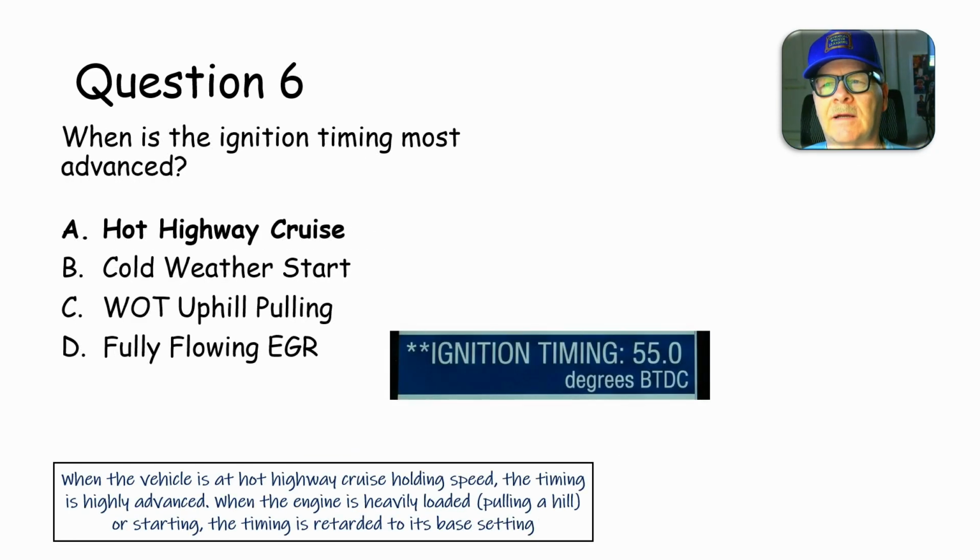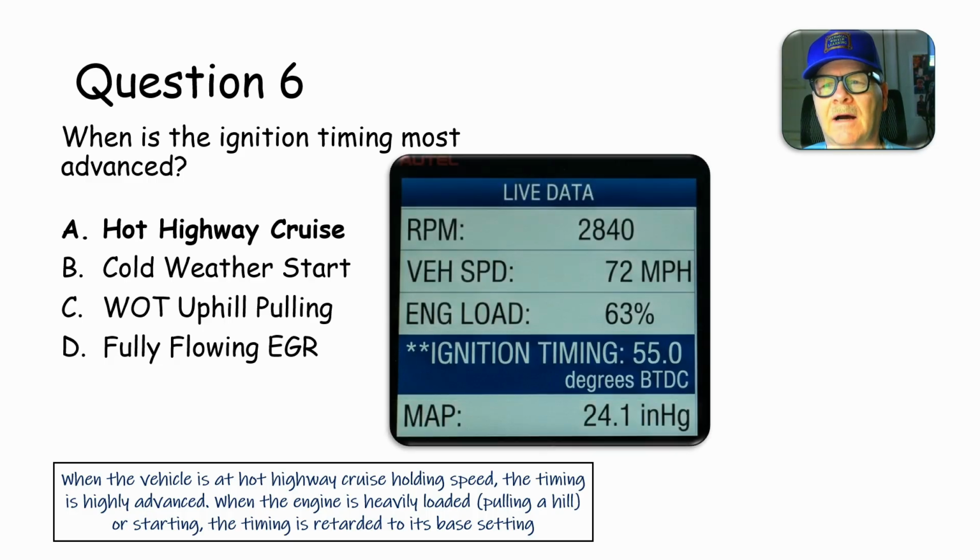When is the ignition timing most advanced? That's going to be at hot highway cruise. If the vehicle's not loaded and you're just holding your speed at about 60, 70 mph, 2200 RPM or whatever, that's when your ignition timing is going to be the most advanced. When you're in a pull, it retards, and when you're starting it, it goes back to base timing settings, which I always thought was kind of interesting. Some of your Chevys, the base timing setting was 0 degrees, which I thought was kind of wacky. On the Fords, it was 10 degrees before top dead center. But anyway, at a hot highway cruise holding speed, that's when it's going to be the highest.